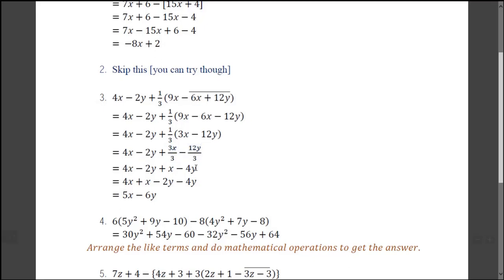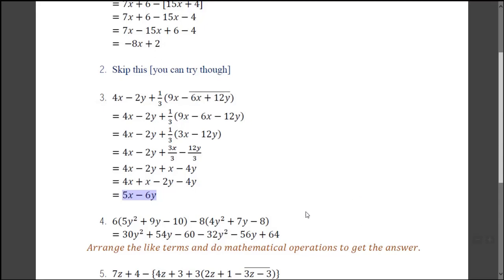So after reaching this step, you have to arrange them in order. So 4x and x should be together. You have to bring closer the like terms, and perform the mathematical operation, and you will get the answer 5x minus 6y. Okay, 5x minus 6y.